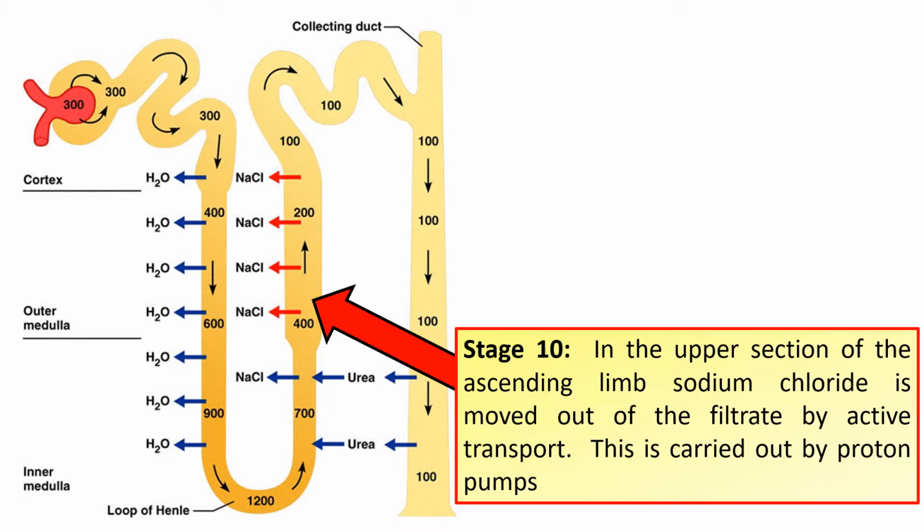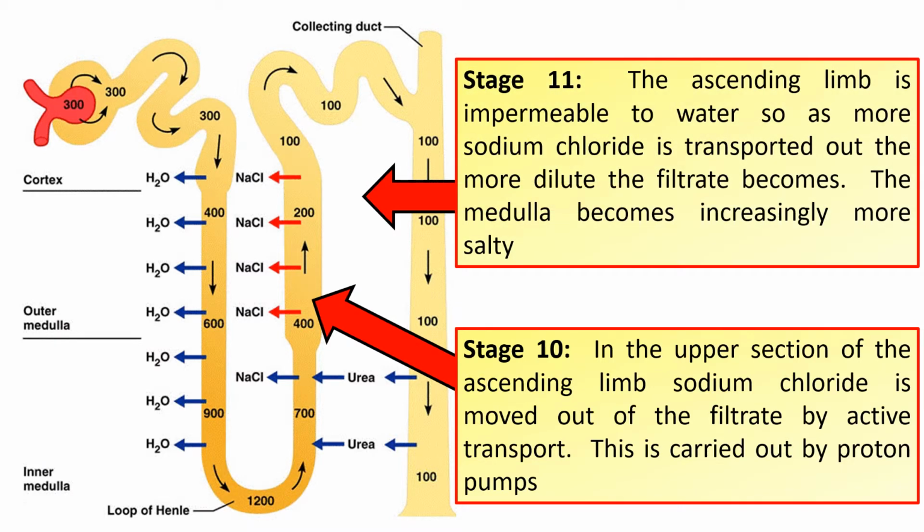In the upper section of the ascending limb, sodium chloride is moved out of the filtrate by active transport. This is carried out by proton pumps. The ascending limb is impermeable to water, so more sodium chloride is transported out of the more dilute filtrate. So the more sodium chloride that is pumped out, the more dilute the filtrate becomes. The medulla becomes increasingly salty.